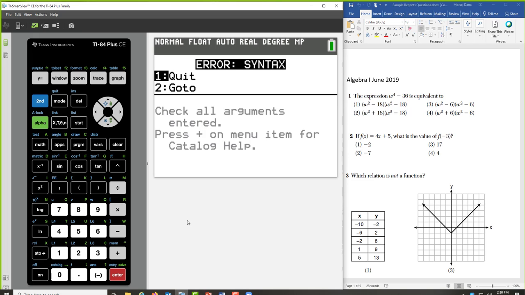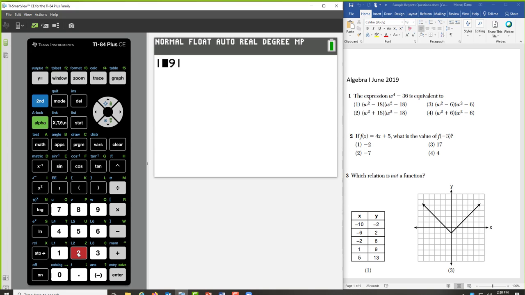You have two options, quit or go to. We are not quitters. Absolutely not. Nothing is going to ever make us quit. So we have to choose number 2, go to. Look at what it did. It put the cursor on the character that doesn't belong. It shouldn't be a minus. It should be negative. I overwrote the minus with a negative and pressed enter.